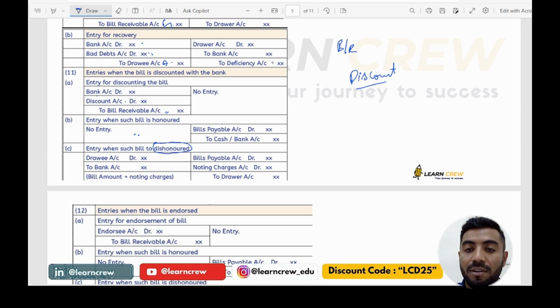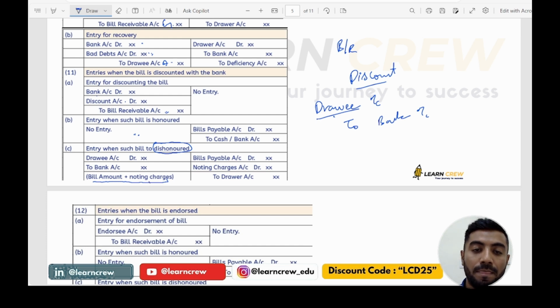In that case, the drawee, whom initially we would have credited, we now have to debit, because we have to receive it from him. Drawee account debit to bank account. We'll have to pay the amount to the bank, and later on we'll collect it from the drawee. What we collect is the bill amount plus noting charges. Whenever a bill is dishonored, there will be noting charges as well.